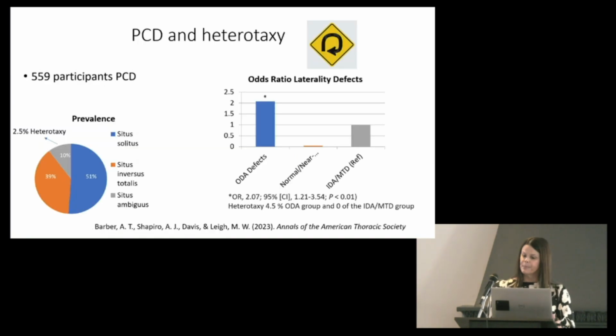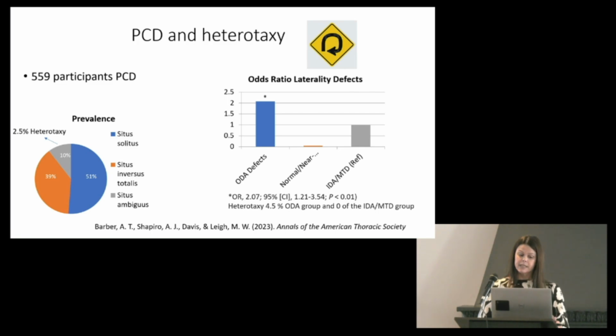And so let's look at PCD and heterotaxy. This is a study by Andrew Barber, Adam Shapiro, and others. It's a multi-center prospective study that looked at 559 participants with confirmed PCD. They stratified them based on their ultrastructural defects as well as their genotype. In this particular cohort, 50% of the patients had situs solitus, 39% had situs inversus totalis, and 10% had situs ambiguus.